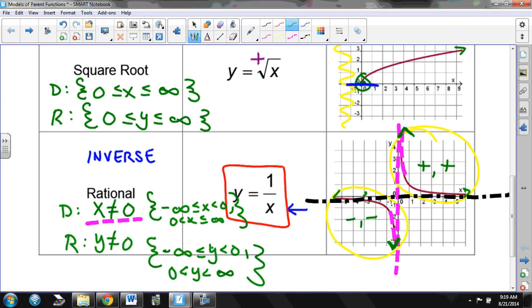X can take on any value except 0. The rational parent function is broken into two pieces. For the parent function, it's first and third quadrant. So again, for this parent function, the shape of the graph is different from the other three. The formula is different from the other three. And the domain and range are different from the other three.